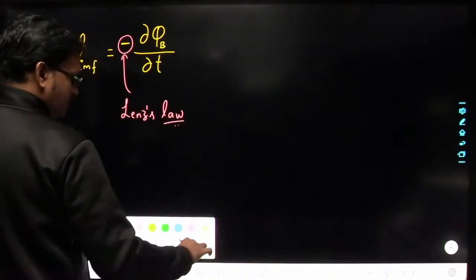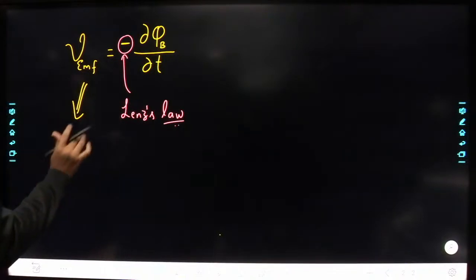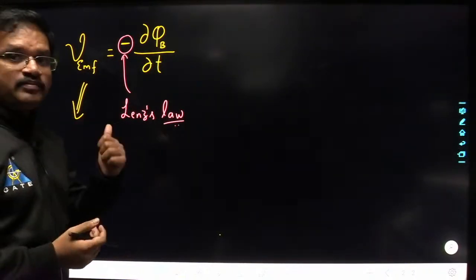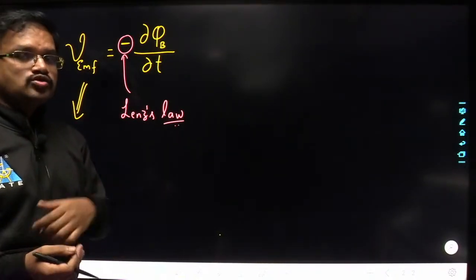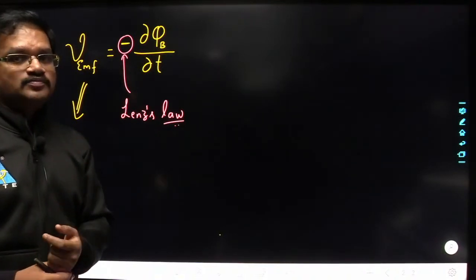Now see here, this is the EMF induced around the closed loop. So how can we represent the induced EMF in terms of the electric field?